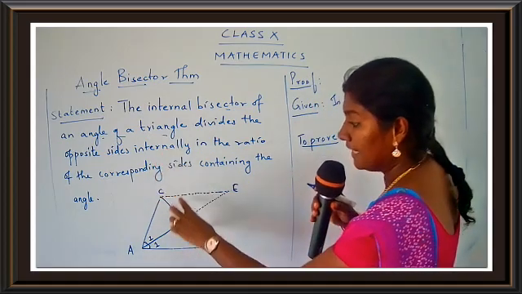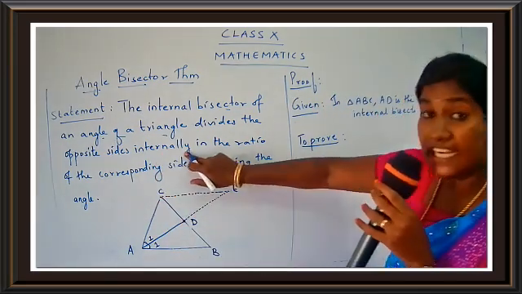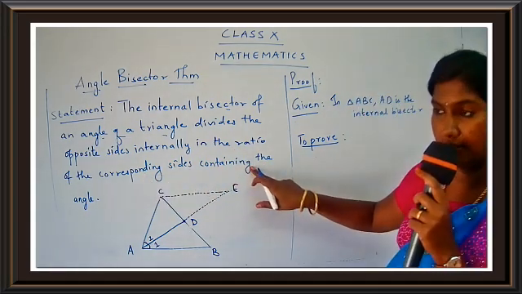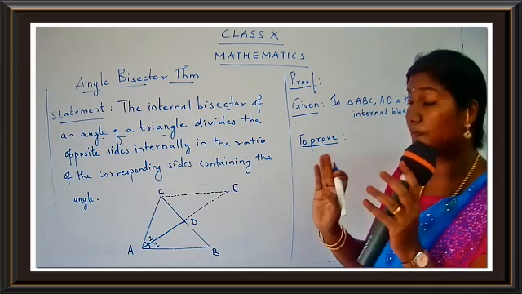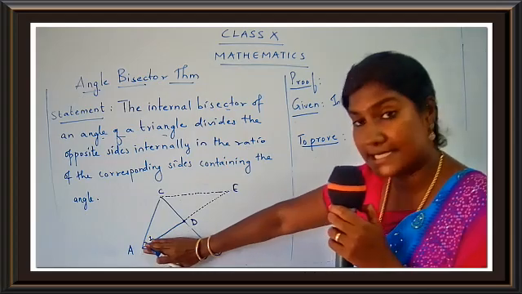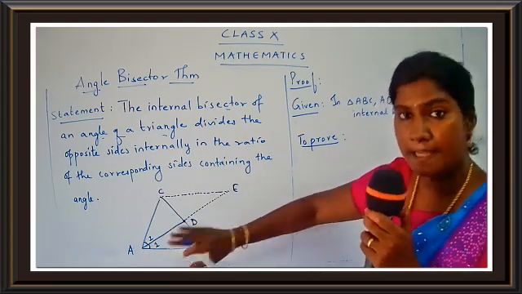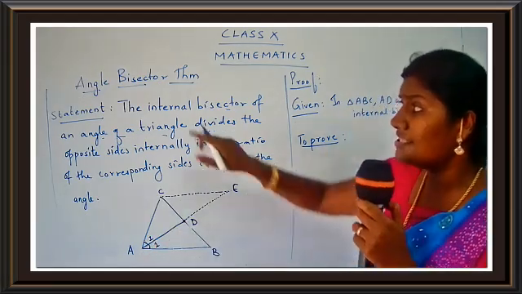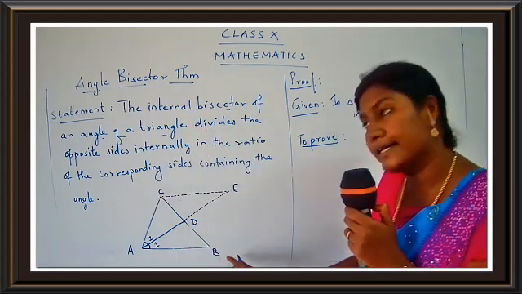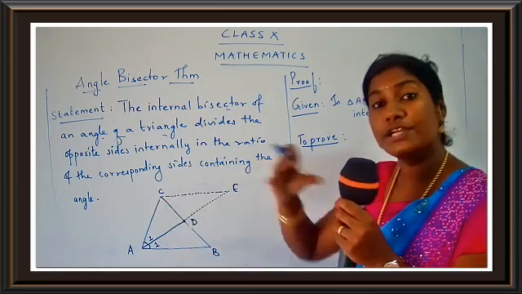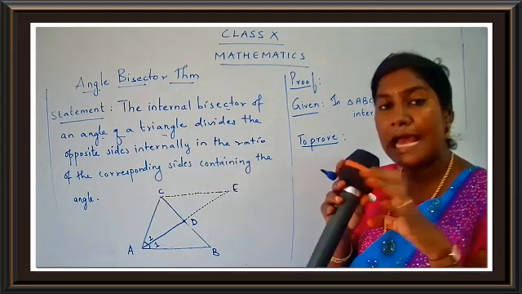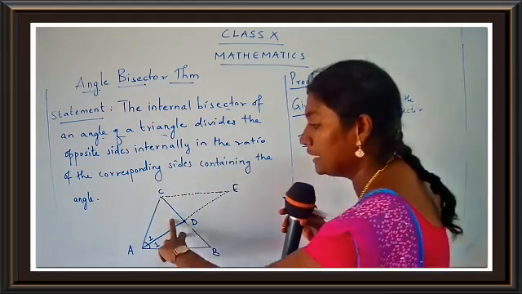So, this is going to divide the opposite side internally in the ratio of the corresponding sides containing the angle. Do not get confused. I know that you people are just blinking your eyes over there. Listen here carefully. The internal bisector of a triangle. So, what is the internal bisector over here? AD is the internal bisector. Now, what is this internal bisector doing? It is dividing the opposite side. So, what is the opposite side here? BC is the opposite side. So, it is going to divide the opposite side internally in the ratio. So, we are going to write down the division in the form of ratio.